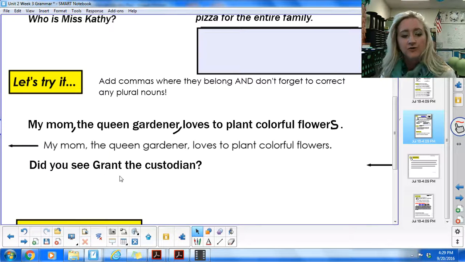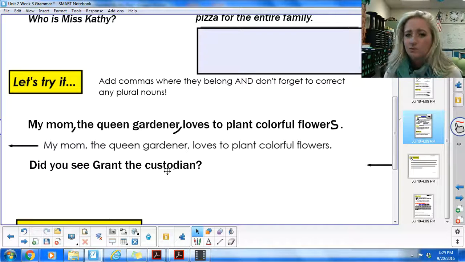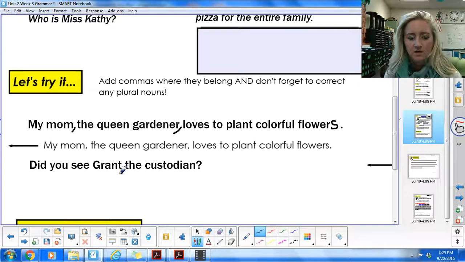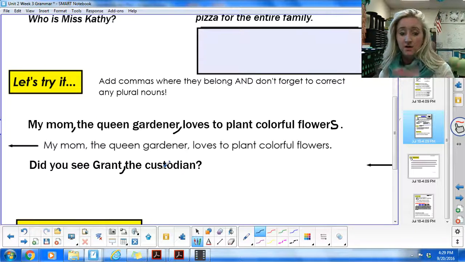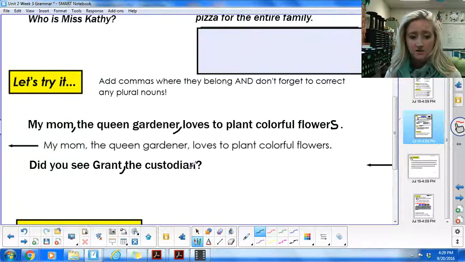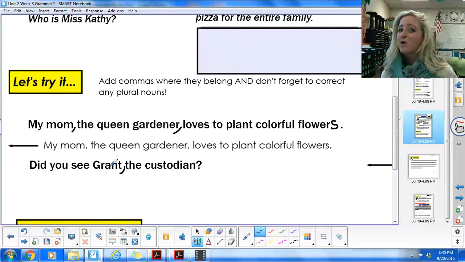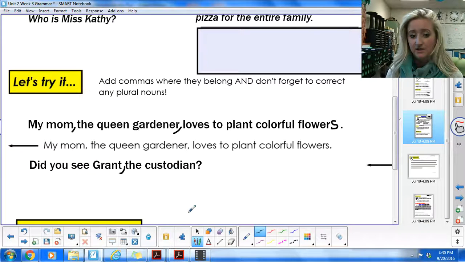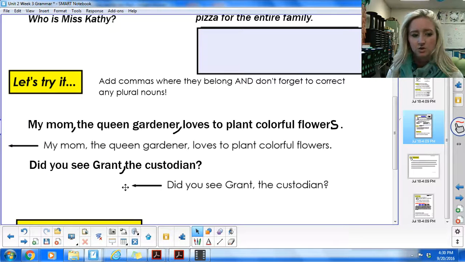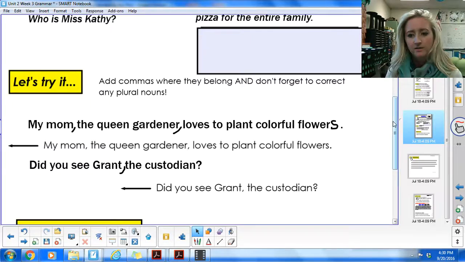How about this one? Did you see Grant, the custodian? Well, who's Grant? If you put in an appositive here with a comma, he's the custodian. Now this is an example of where I said you wouldn't need a comma on both sides. See how there's a comma here? I don't need one at the end because there's already a punctuation mark there. So I could have, did you see Grant? Question mark. But I want to let you know that he's the custodian. So I do a comma and give you that information separately. Let's check me. Did you see Grant, comma, the custodian?